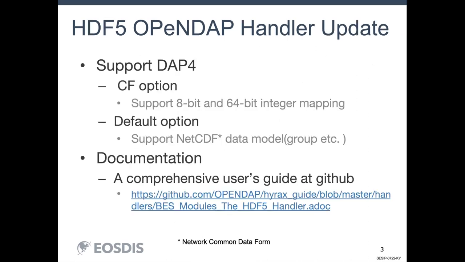For those of you who are not familiar with the DAP protocol: like HDF4 and HDF5, the DAP protocol also has two versions. Version 2, called DAP2, and version 4, DAP4. DAP4 adds a group support concept. It also adds more data types, including signed 8-bit integer, 64-bit integer, and compound data type, which HDF5 calls structure, and other data types.